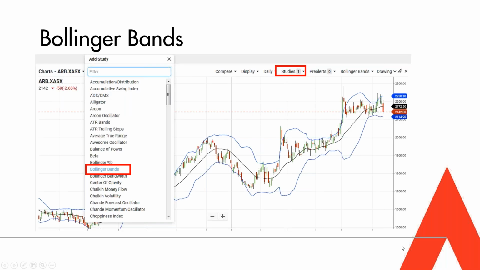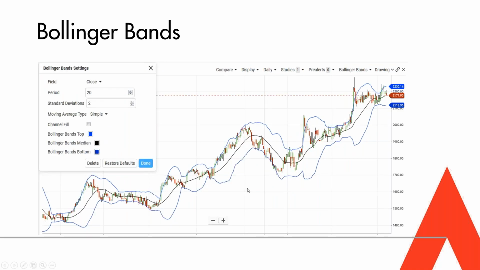So this is where we would find the indicator. Under studies, the indicators are all in alphabetical order, scrolling down to B's, and we're looking for Bollinger Bands. Left clicking on that one. That's what it looks like when applied to the chart. And these are the actual settings there. It's standard settings being used for Bollinger Bands.